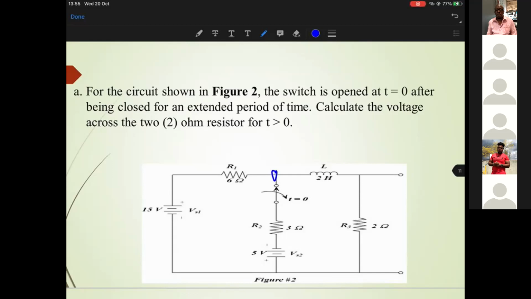Using that voltage, I found the voltage at this point. Yes, sir. Okay. Fair enough. Then I found the current that would be flowing through the 2 ohm resistor.